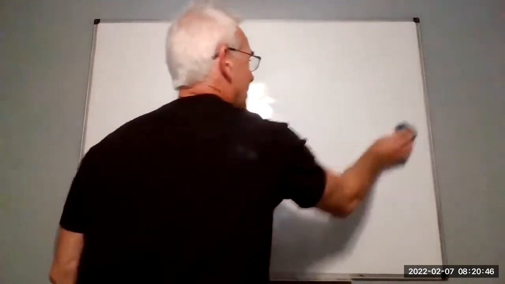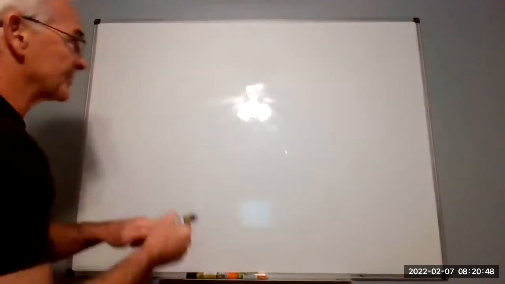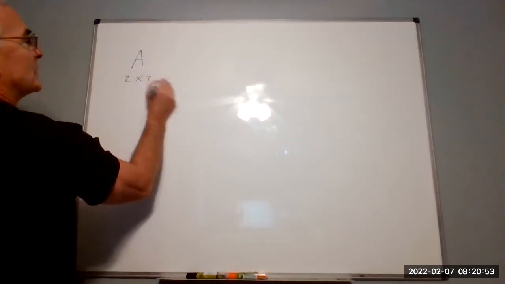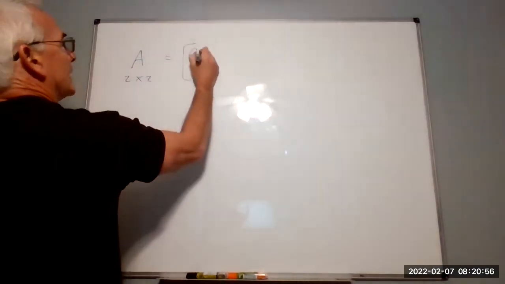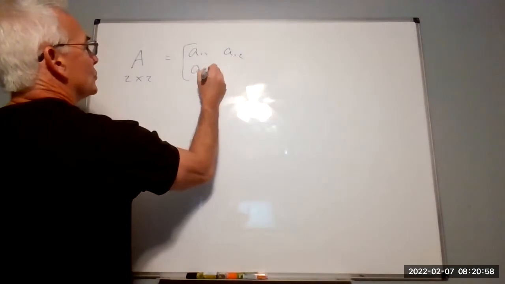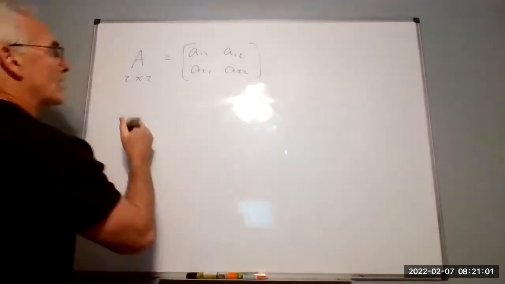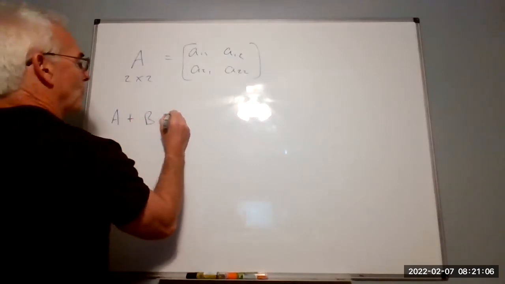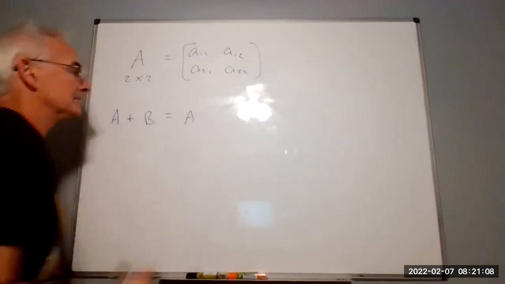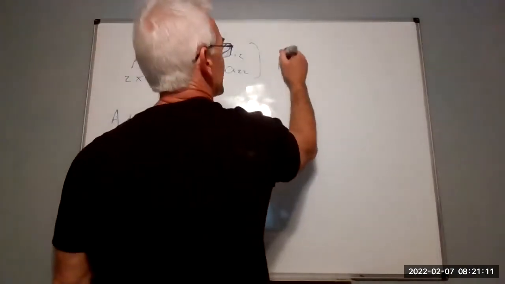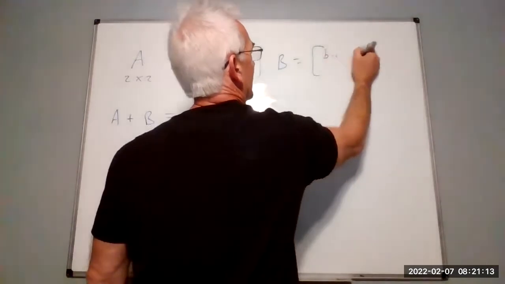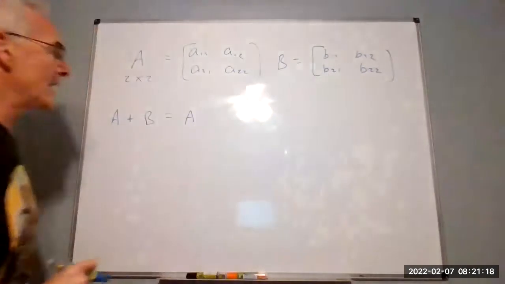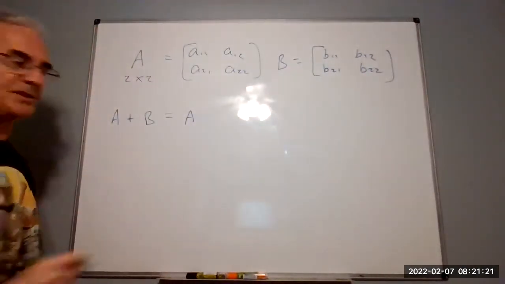Is there a matrix out there? Let me start with something really simple. Let me say that matrix A is 2 by 2. I'm going to use something really small. So A11, A12, A21, A22. I want A plus B to equal matrix A. We'll call matrix B, B11, B12, B21, B22.